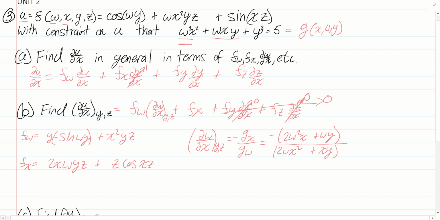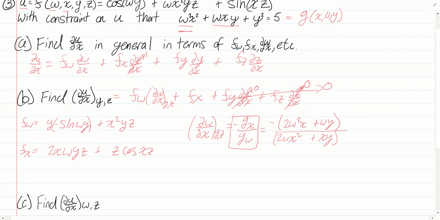So this is essentially the partial of w with respect to x, holding y and z constant, using the implicit function theorem, which again is the partial of whatever's in your numerator over the partial of whatever's in your denominator. That made no sense, but just memorize the equation. It's in the review. So now we need to plug all these terms in for that equation that we started off with.